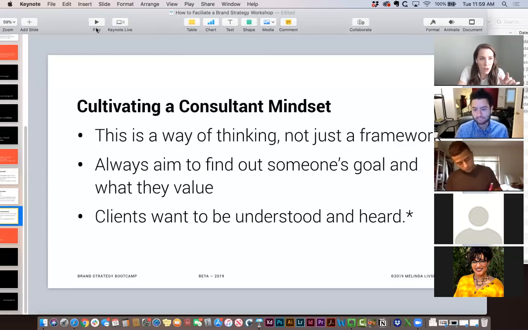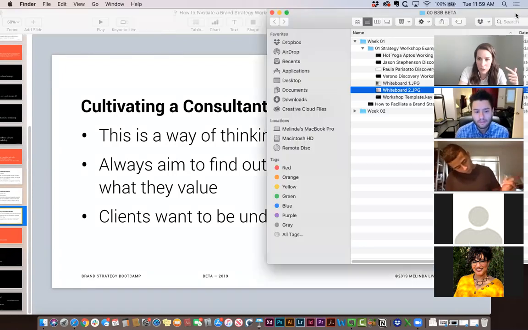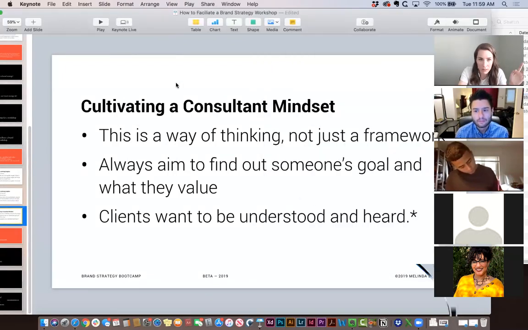I saw some stuff going on in the chat. I'm going to open up the template. While I do, does anyone want to hop on and either comment or ask a question? You're free to, if you'd like.